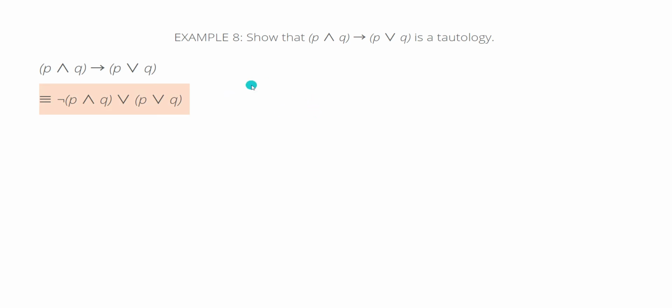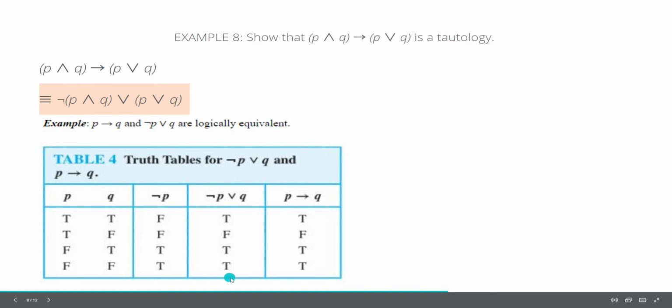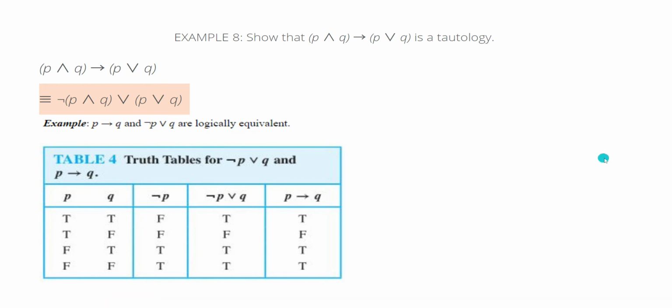Now this is our second line. How do we come from this line to this line? To understand this, we have to understand this. Here we have a truth table where we can see that negation of P or Q and P implies Q are equivalent. For example, we can take this as P and this as Q, and this is negation of P or Q. From the truth table we can see that they are logically equivalent, so we can write this line instead of this line.